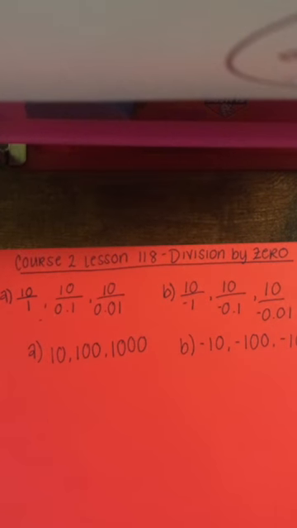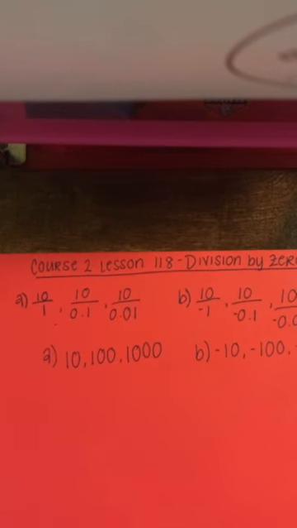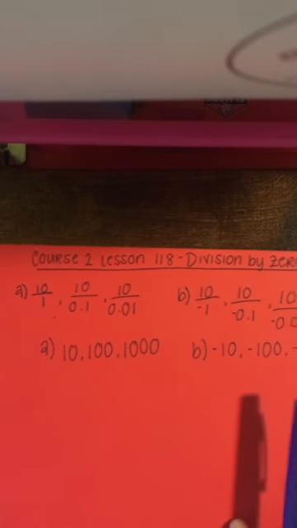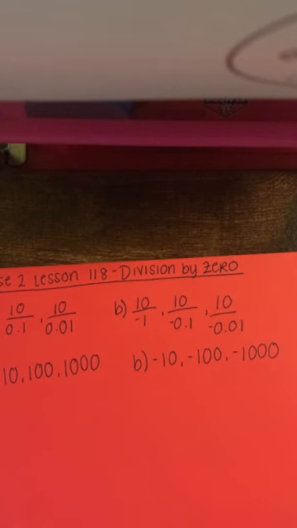So we see that in example 1A over here, as the divisors approach 0 from the positive side, the quotients become greater and greater toward positive infinity. However, when we look at example 1B on this side, we see that as the divisors approach 0 from the negative side, the quotients become less and less toward negative infinity.